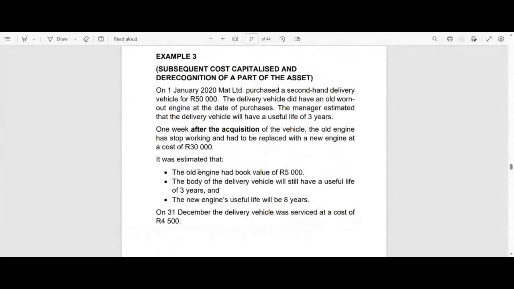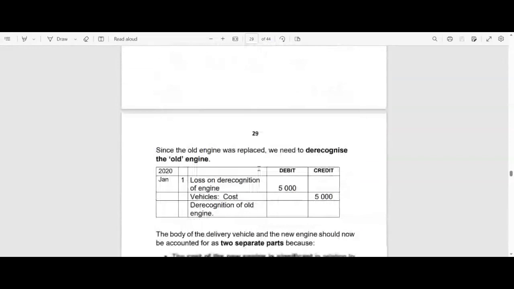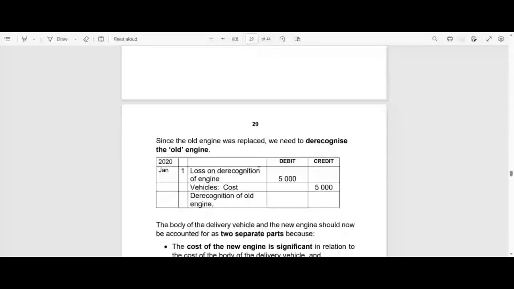Let's go and see. They say that the old engine was estimated to have a net book value, or a carrying value, of 5,000 rands at the date that it broke. So at the end of the time that we are able to use it. Now, what will have to happen here, ladies and gentlemen? Unfortunately, we do not know. They do not tell us in this example what the cost was estimated at or what the accumulated depreciation was estimated at.